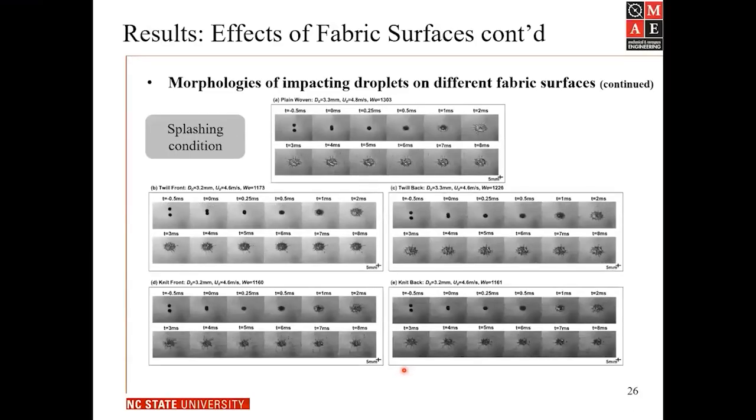When we go to the splashing conditions, high impact velocities, we see here that, again, about 1/100th of a second, we see lots of fingers, and we see lots of these little drops, these satellite drops being thrown out from that initial stain. The same thing happens on the front and back of the twill, the front and back of the knit, with lots and lots of secondary or satellite spatter.